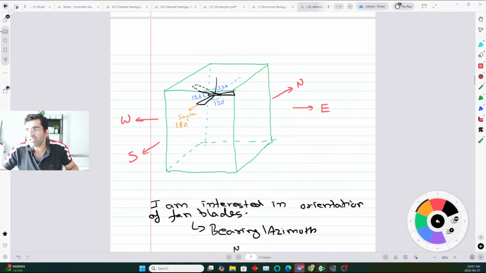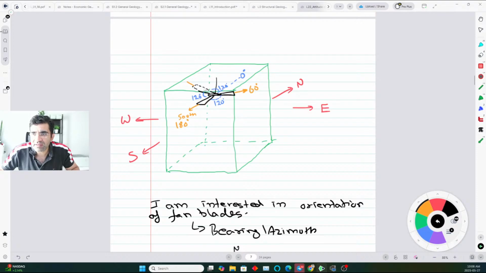All right, now tell me what is the bearing of this blade? This is 0 degrees. You found this was 120 degrees and this is 180 degrees. So just subtract 120 from 180, what will you get? 60. 60 degrees, right? Or you could say the whole angle is 120 degrees, so half of it will be 60 degrees.